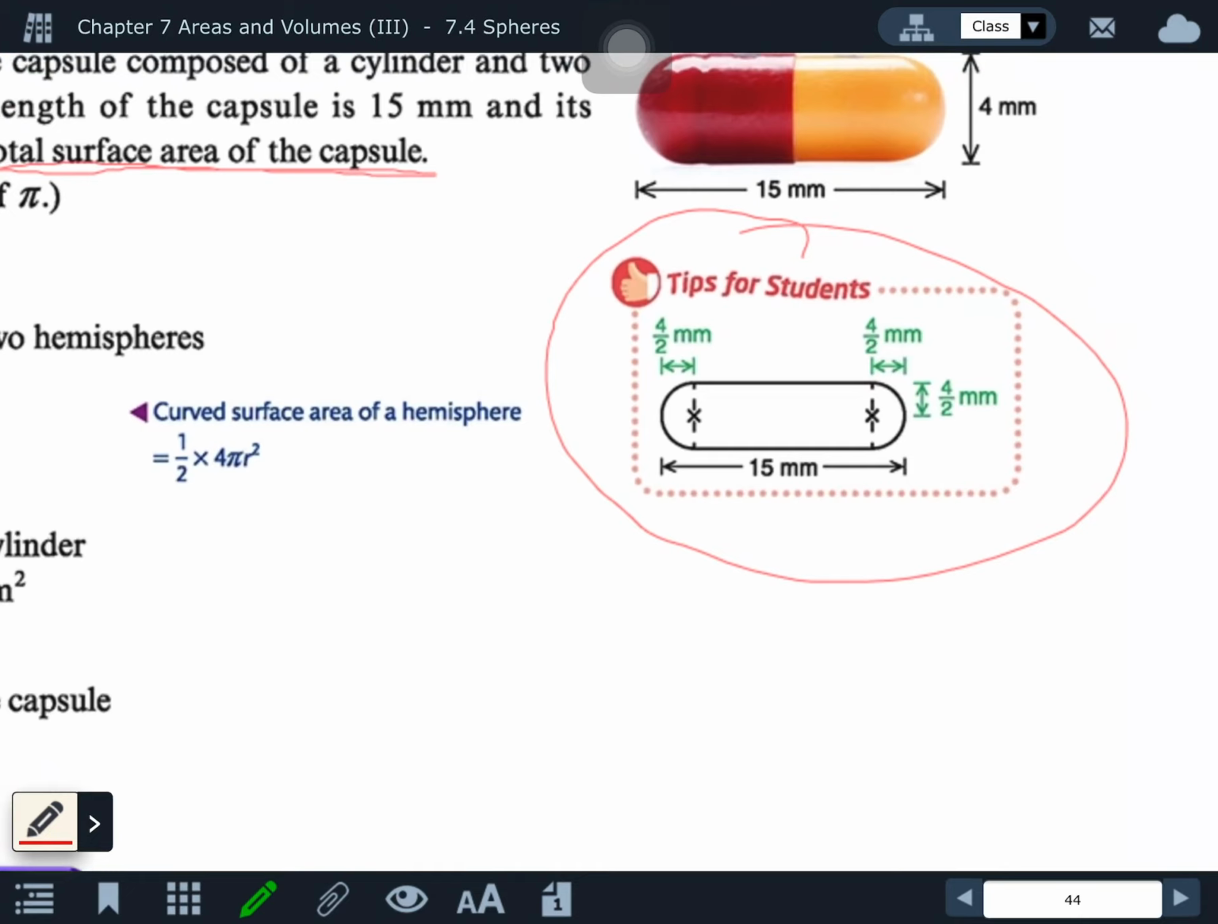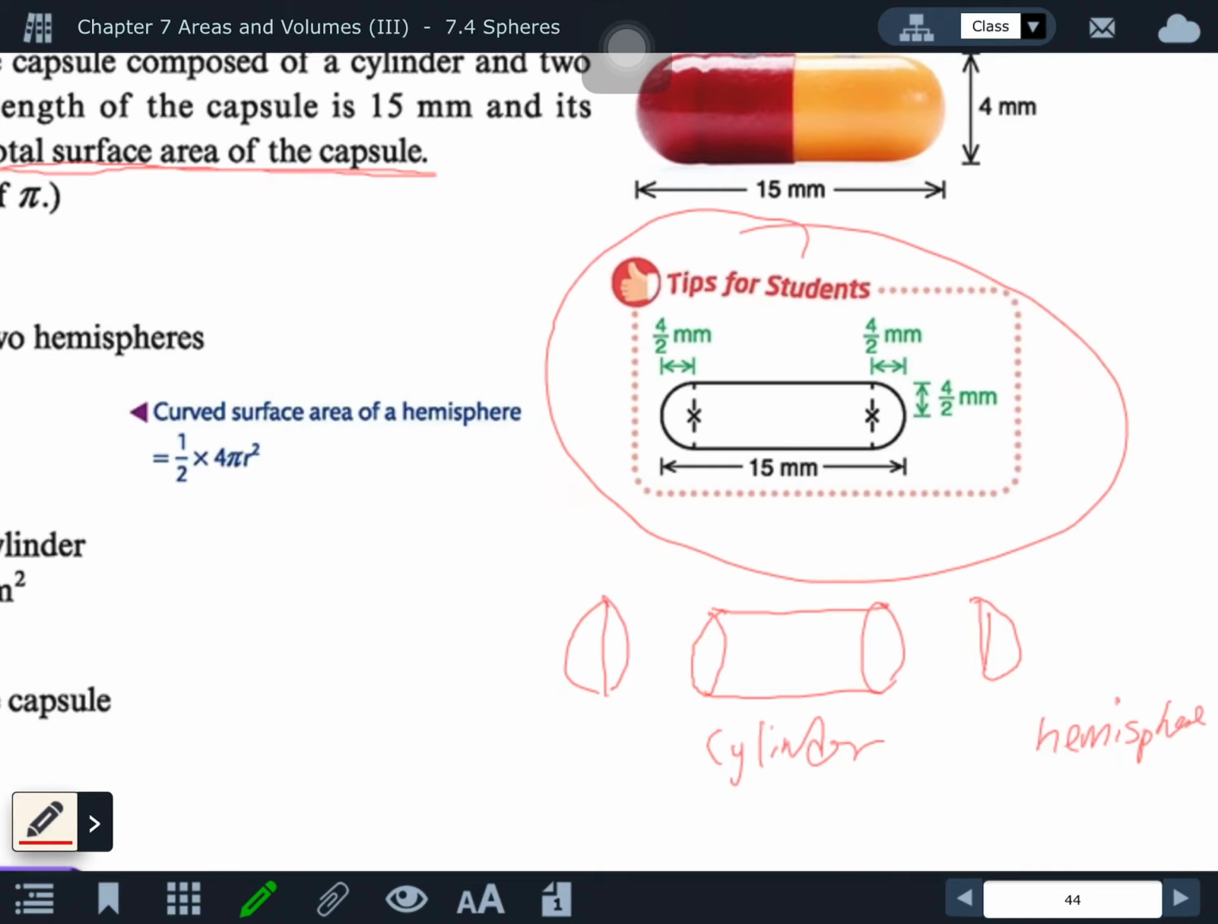We can see this actually consists of two kinds of figures. The first, in the middle, is a cylinder, and the front and the back sides are hemispheres. So we just need to know how to calculate the surface area of the hemisphere and how to calculate the cylinder, and then it is all done.